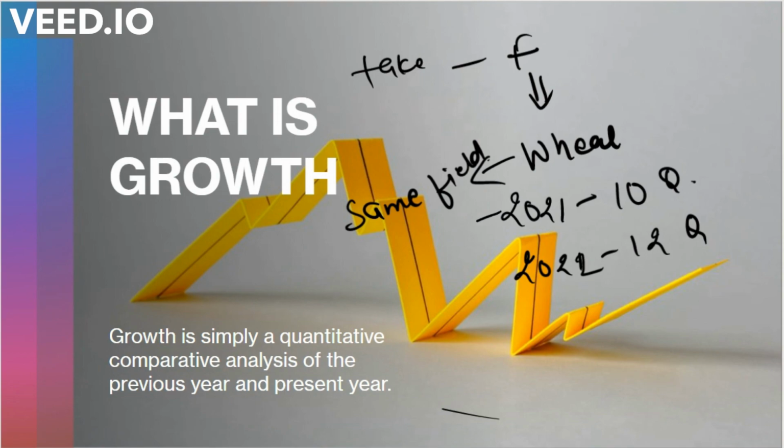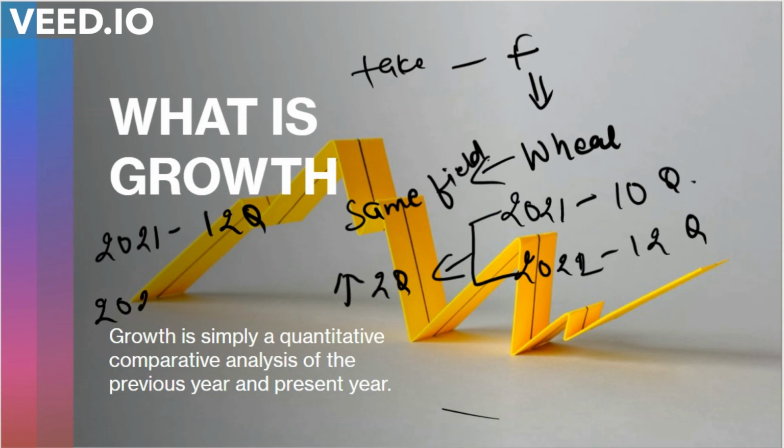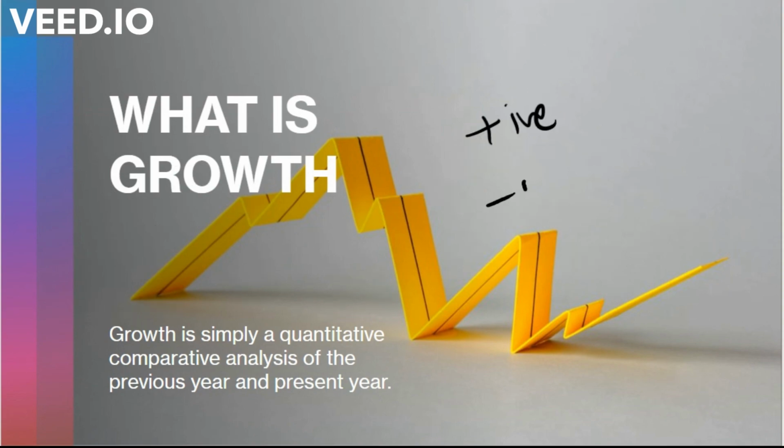Now if we compare the year 2021 and year 2022, there is an increase of 2 quintals. That means the farmer's growth is 2 quintal, or the farmer's field productivity has increased. Now the reverse: suppose the same farmer produces 12 quintal in 2021, and in 2022, because of climatic changes, produces only 8 quintal. This change is minus 4 quintal. That means the growth has declined from the previous year. So growth is not only positive; growth can be negative also. For a whole economy, you can take that as well.